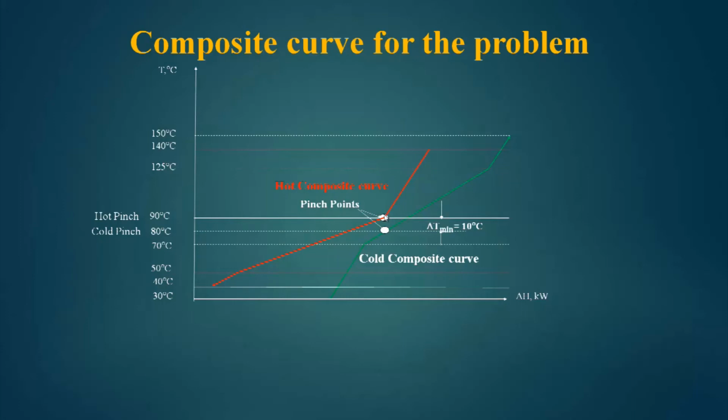This will only happen when the cold composite curve touches the hot composite curve, then this pinch point will overlap over this and I will get a single point. But when a delta T minimum is specified, as in this case 10 degree centigrade, it tells that the temperature difference between this point and this point is 10 degree centigrade, and hence there is a hot pinch and there is a cold pinch, and the difference in temperature between hot pinch and cold pinch is 10 degree centigrade.